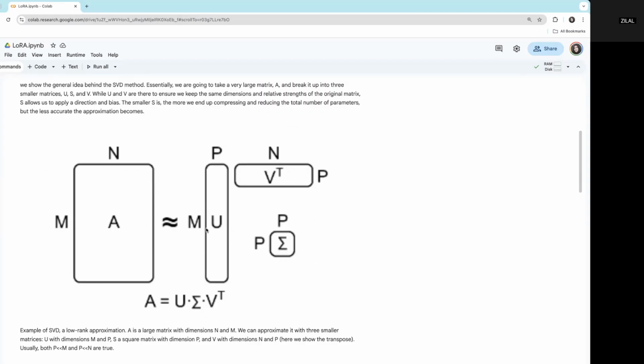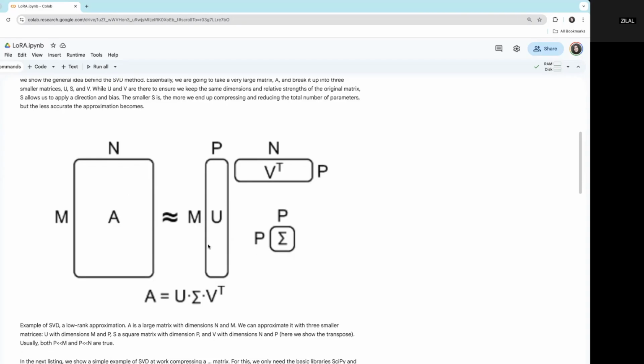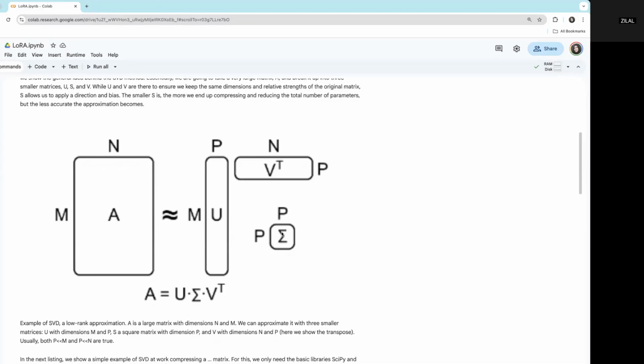Essentially, we are going to take a very large matrix A and break it up into three smaller matrices, U, sigma (S), and V, where U and V are there to ensure we keep the same dimensions and relative strengths of the original matrix, and S, which is this sigma, applies a direction and bias. The smaller S is, the more we end up compressing and reducing the total number of parameters, but the less accurate the approximation becomes.